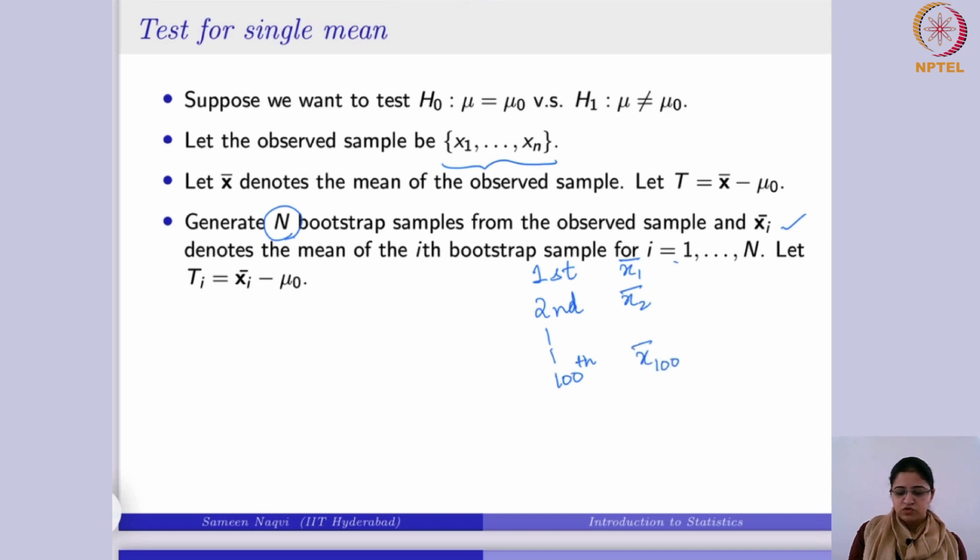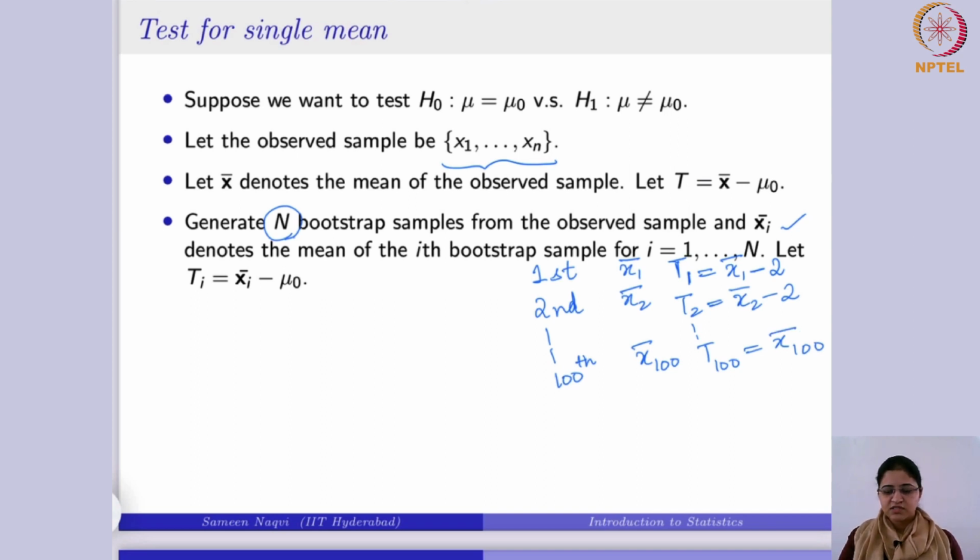Now what will be Ti? The first one will be T1, and T1 would be x1 bar minus mu naught. Suppose mu naught is 2, it will calculate this. Again for the second sample, it will calculate its mean and then perform this operation, x2 bar minus 2. It will keep on going up till the 100th one. For each of the 100 samples, you will calculate the sample mean and then subtract 2 from it.